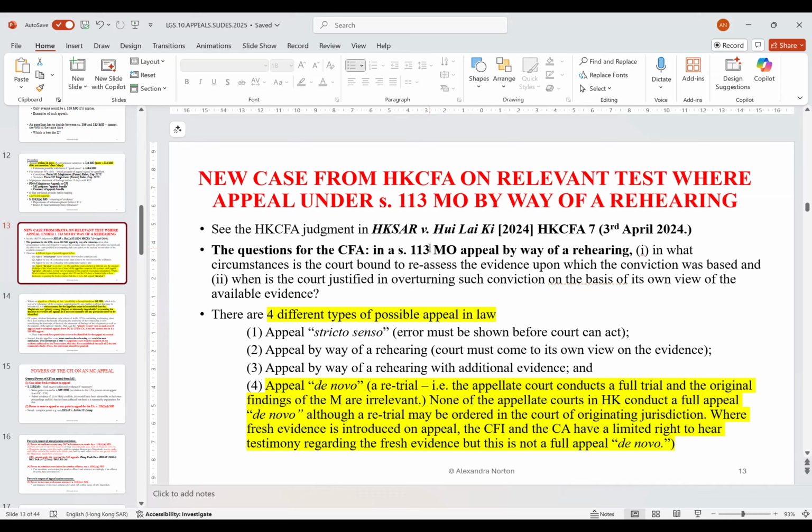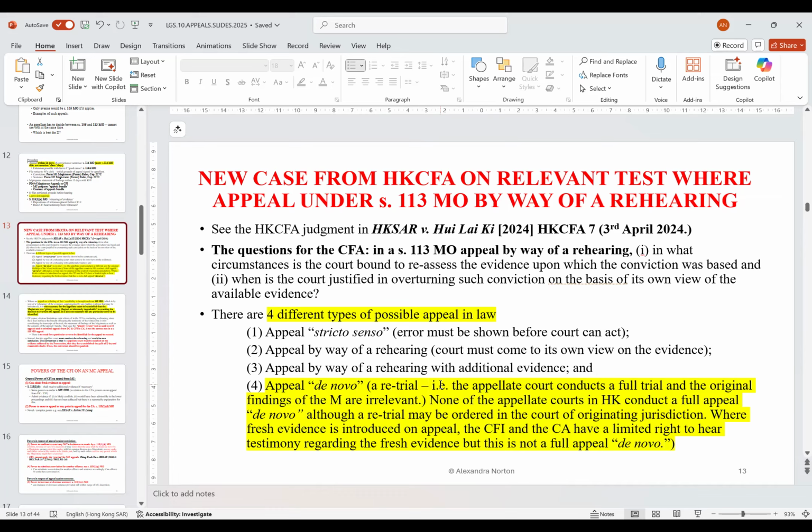But the CFA also mentioned a fourth category of appeal, which is an appeal by de novo. That's basically what we understand to be a retrial. In other words, the appellate court does not consider the underlying decision of the magistrate. It conducts a full retrial. And this procedure, although it's technically possible in other jurisdictions, is not something that we see in Hong Kong. Why not? Because none of our statutes give the power to the appellate court to conduct a full retrial.